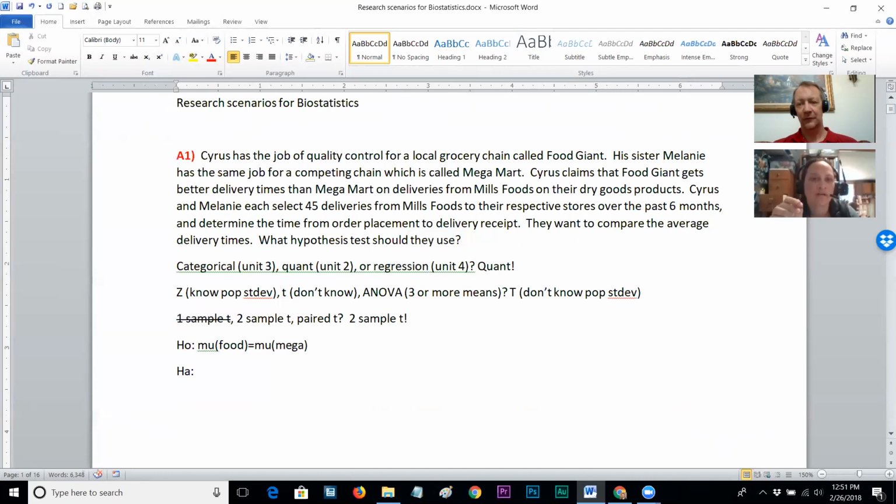So it would be mu food is greater than mu mega. And better delivery time would mean faster, right? Yeah, so it would be less than. Oh, okay, right. Sometimes you have to think through these logically. Better would be faster, so less time. So mu food is less than mu mega. That was a little bit tricky. That's okay. I think I would have gotten it if I wasn't on the spot.